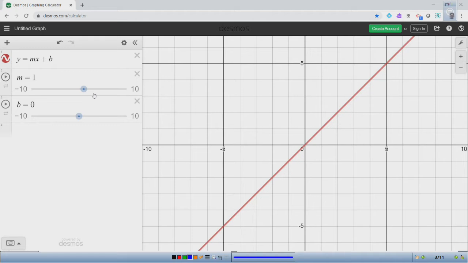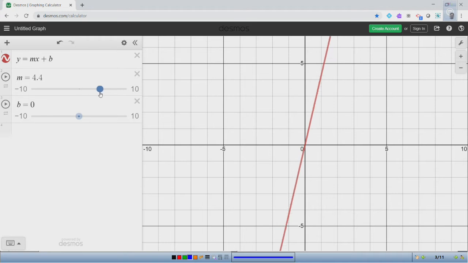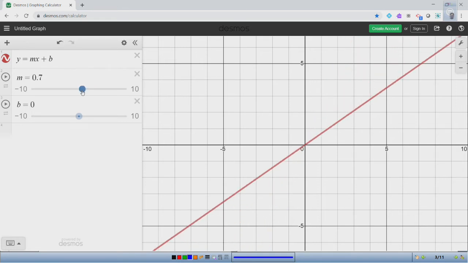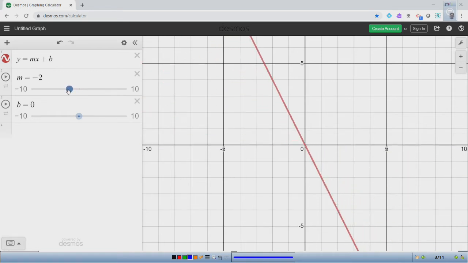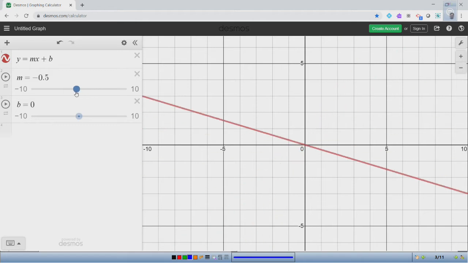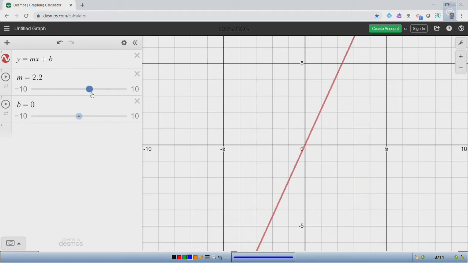So let's just take a look at what happens when we move m around. If I make that larger, look what happens. This graph gets steeper and steeper. Now I'm going to move m back to 1, and then let's look at what happens when I make it 0. When it's 0, it's a flat line. Now when m is negative, look what happens. Now this has a negative slope because it's going downwards, and the more negative, the steeper it is. So this number m is really just controlling the slope of this line.